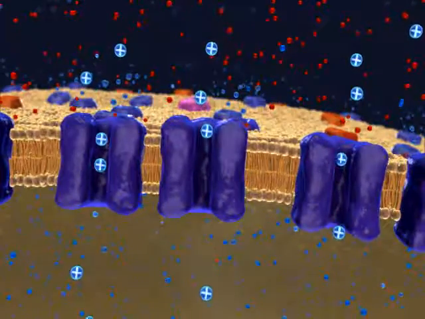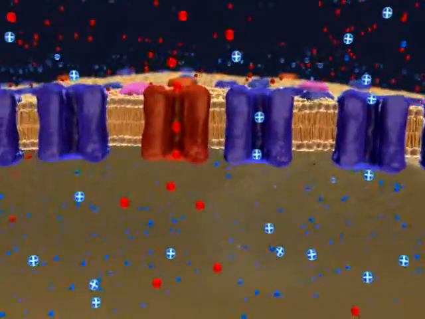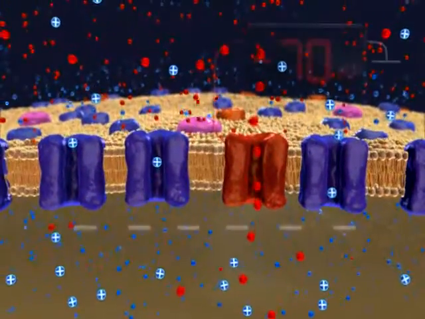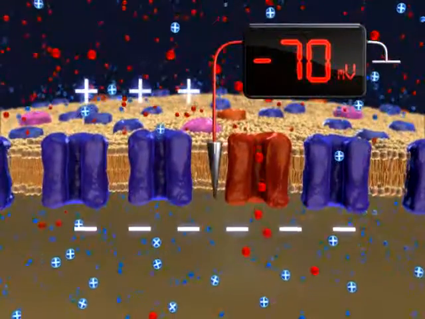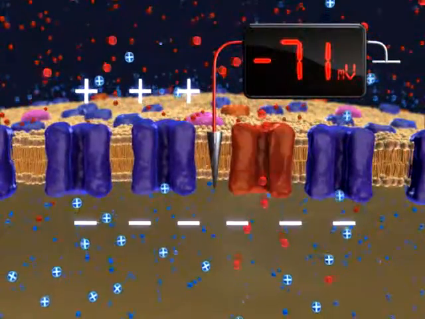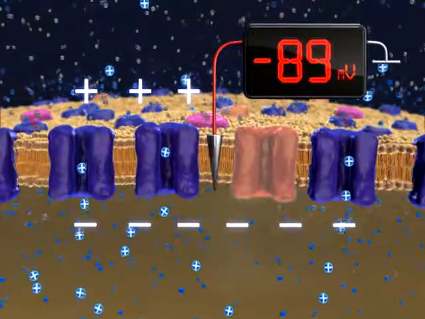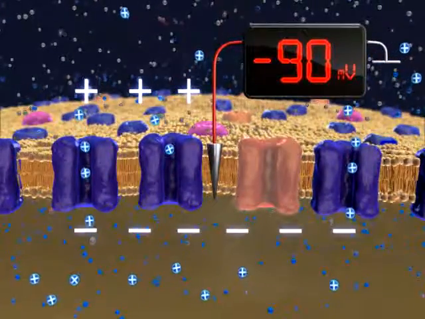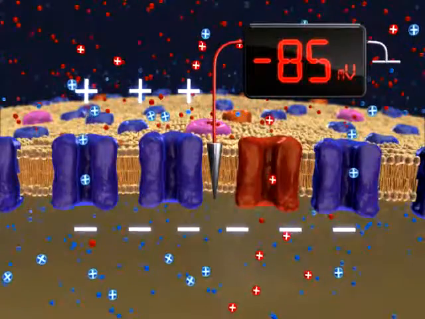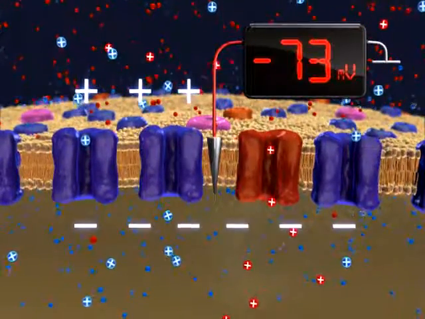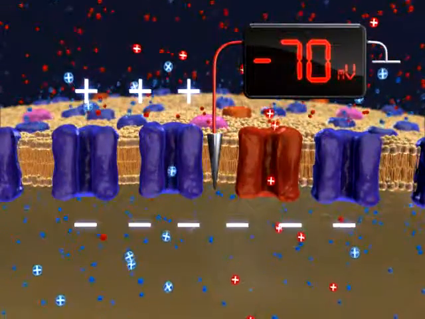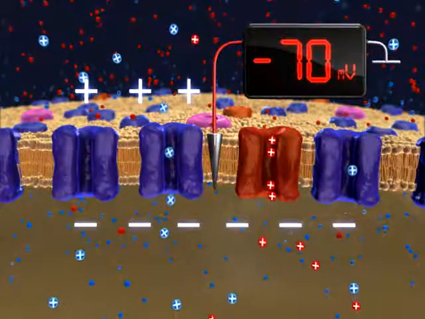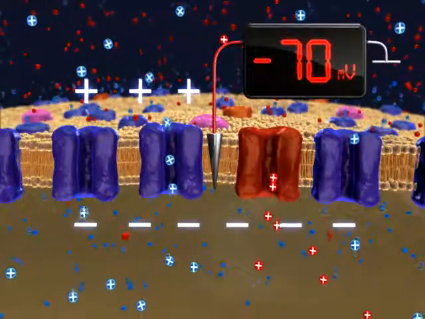As positively charged potassium ions leak out of the neuron, the inside surface of the membrane becomes negatively charged compared to the outside surface. If potassium was the only ion moving, the potential would stabilize at -90 millivolts. However, positively charged sodium ions leak into the neuron, which slightly offsets the negative charge and raises the voltmeter reading to -70 millivolts.